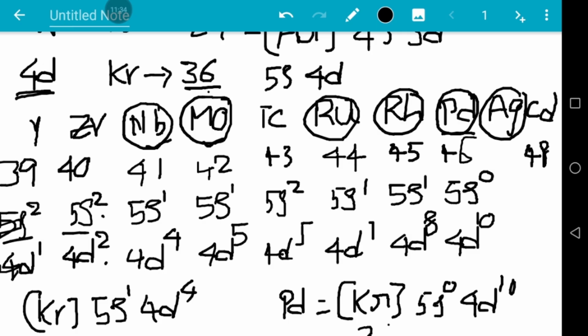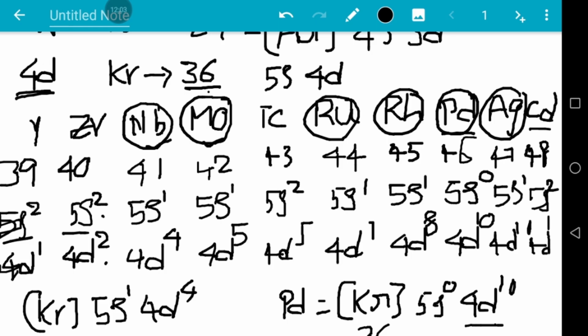Next, argentinum, that is 47. This is also an exceptional configuration. So write down 5s1, and keep the remaining 10 electrons in 4d, so 4d10. Next, cadmium. Cadmium is atomic number 48. This is not an exceptional configuration. Write down 5s2, and the remaining 10 electrons you write in 4d, so 4d10. So these are the electronic configurations of the 4d series.